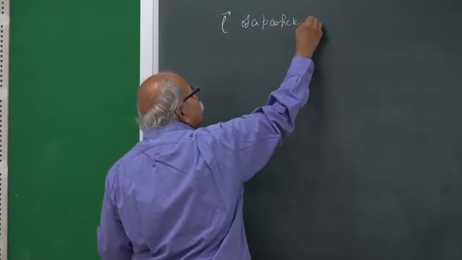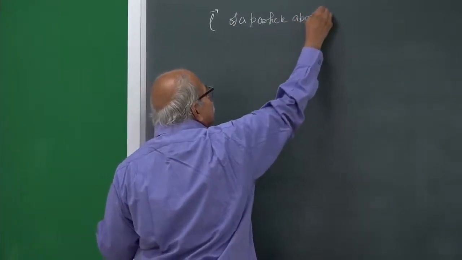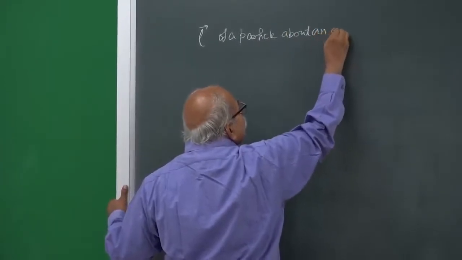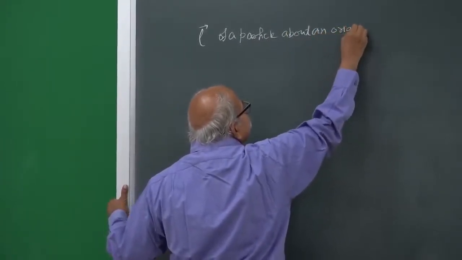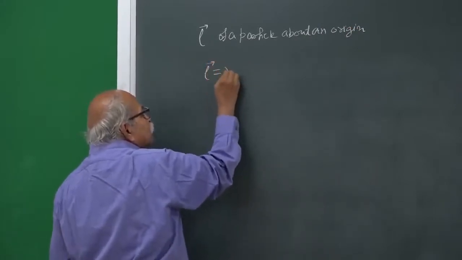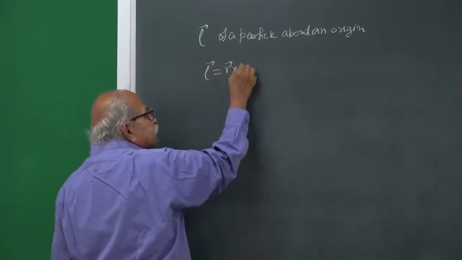and about an origin. These things are important. About a chosen point which we call origin, and the definition is this: L is equal to r cross p.